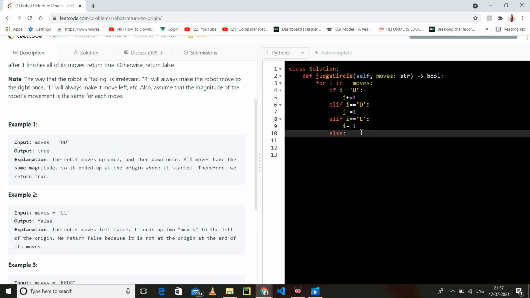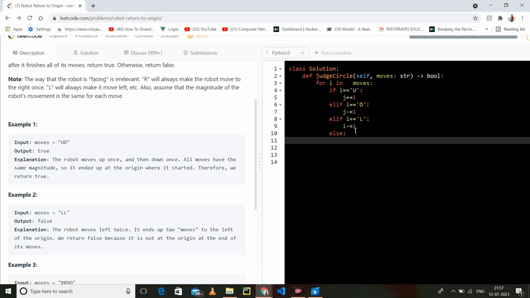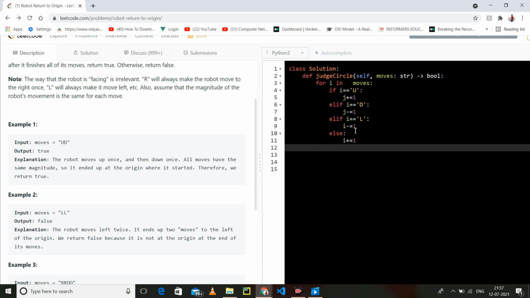Else, what is the last condition? It is right. If we are going right, that means our I value is increasing. So what do I have to return? I have to return true if both are 0, that means we have returned to the origin, otherwise we have to return false.